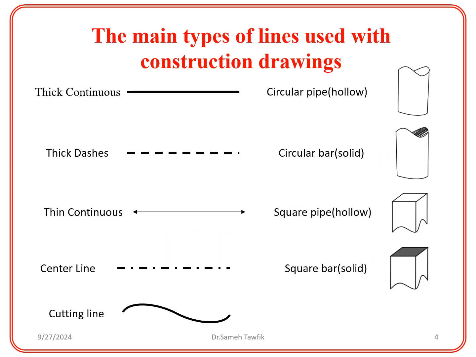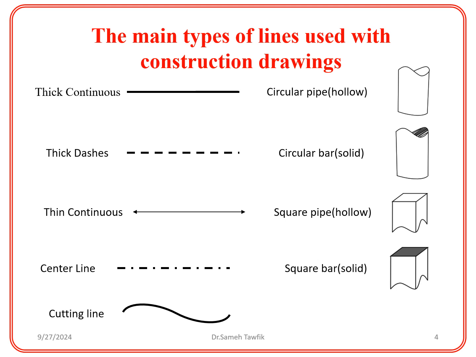When creating blueprints for a ship, engineers use different types of lines to represent different parts or features. These lines are like a code that helps builders understand the design. Let's look at this image. It shows the main types of lines used in construction drawings. Thick continuous lines. These lines represent visible edges or outlines of objects, like the outer edges of a ship's hull. Thick dashed lines. These lines indicate hidden edges, or parts that you can't see from the outside, such as the internal structure of a ship.